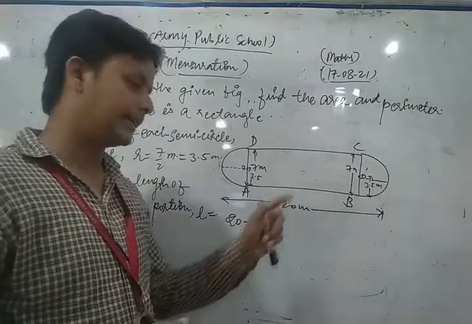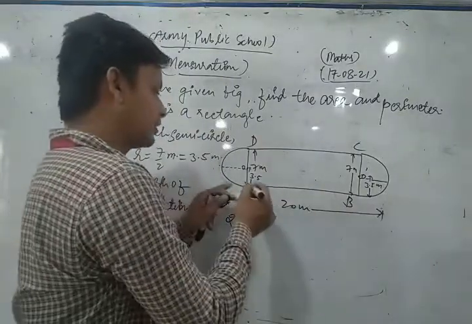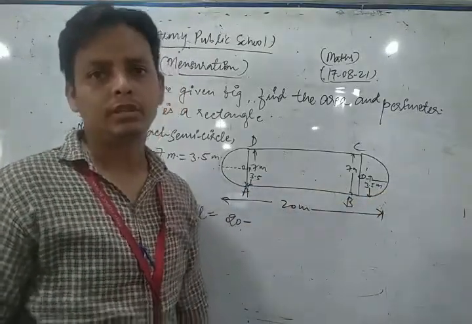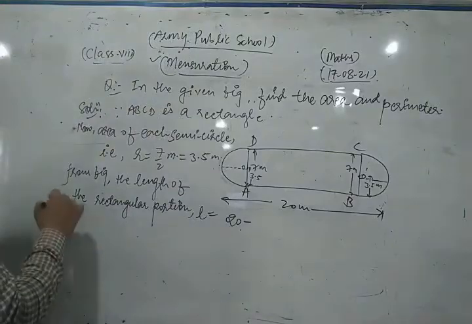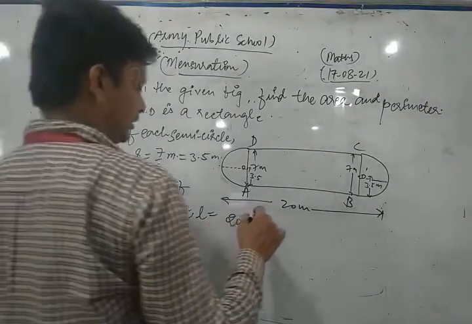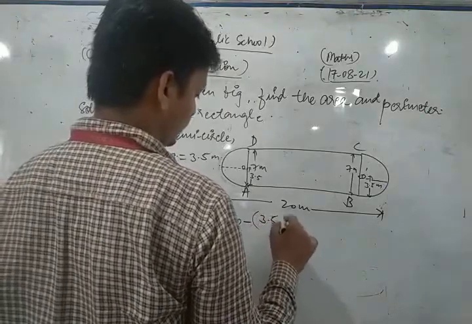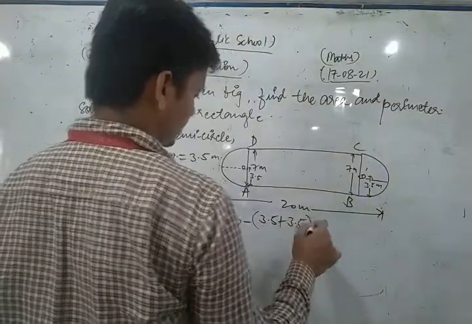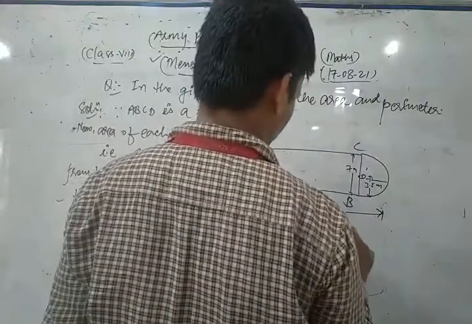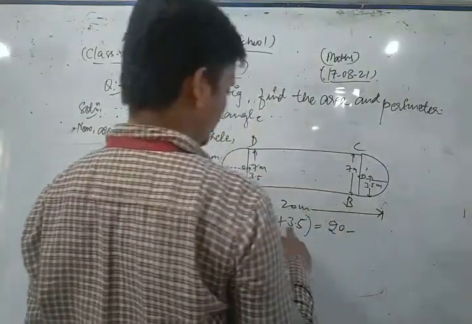So the length of the rectangular portion is what? 20 minus 3.5 plus 3.5. In this way, we find the length of the rectangular portion. So the length of the rectangular portion is 20 minus 3.5 plus 3.5. Okay. So 20 minus 3.5 plus 3.5.